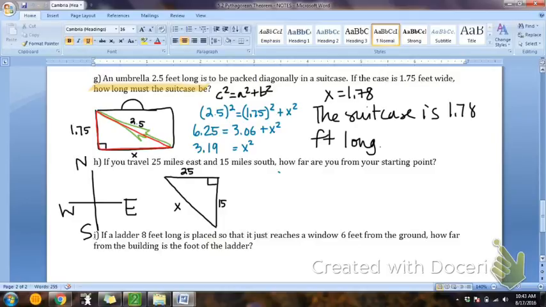Okay, so now that my triangle is upside down, that doesn't matter. What's my C value here? It still is X, right? Across from the right angle is still going to be my C value. So C squared equals A squared plus B squared. Okay, go ahead and figure it out on your calculator.